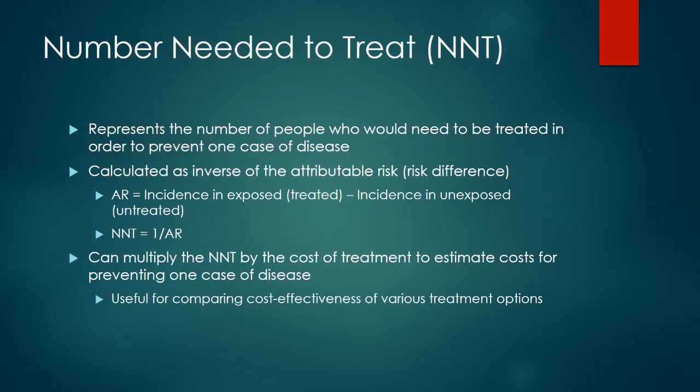This is particularly helpful because we can not only see how many people we need to treat to prevent one case of disease, but we can also estimate cost using this measure, because we can multiply the number needed to treat by the cost of treatment to estimate the amount of money it would cost to prevent one case of disease. So this can help us compare the cost effectiveness of different treatment options, and it's also possible to calculate the NNT and associated costs for specific subgroups of patients.